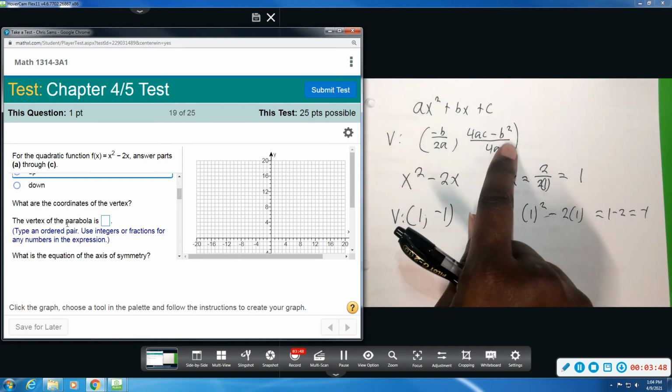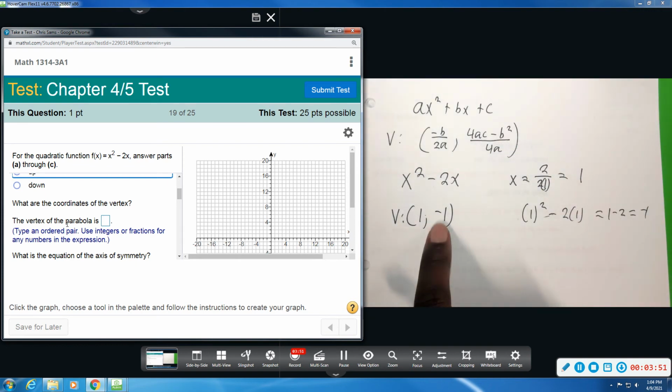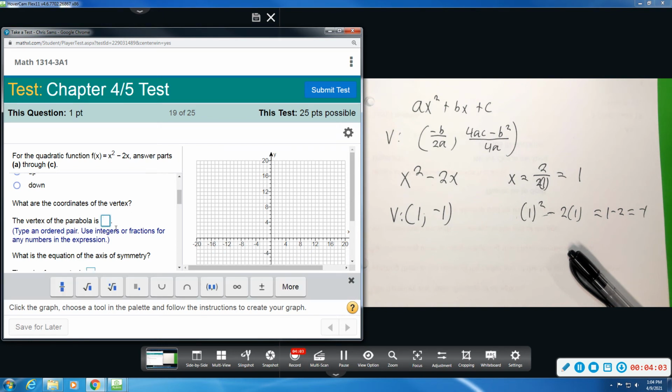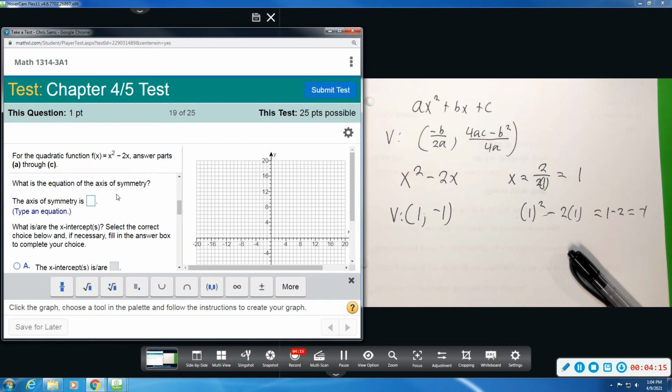Now you can plug it in here. It's totally fine. But you also have the option to plug it in. I said I was going to do synthetic, but since it was small, it was easier just to plug it in. So we get our vertex 1, negative 1. And this is the way that I'm more familiar with doing it anyway. Find the x value and then plug it in. So the axis of symmetry just matches the x coordinate. You have to write an equation, so you need to write it x equals.